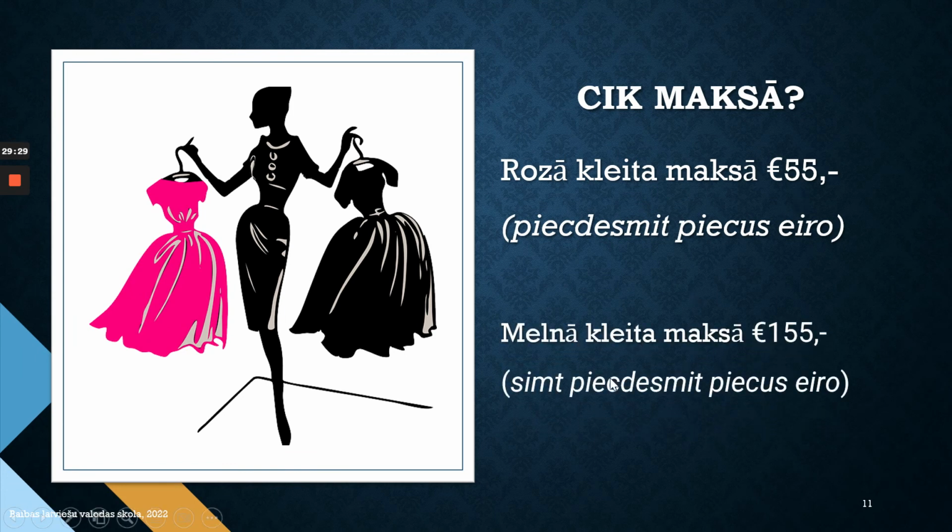Melnā kleita maksā 155 eiro. Yeah, the same. And remember, this US will be for all the numbers if the last number or digit is from 2 to 9. Yeah, singular viens would be vienu eiro. 51 eiro if it would be 51. 51 without S, yes, singular form.